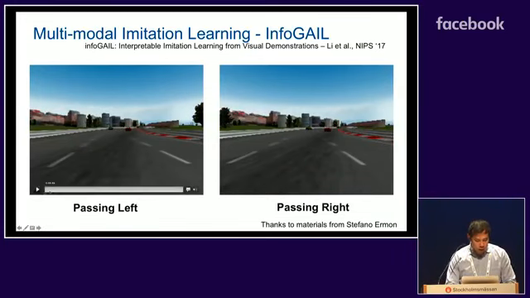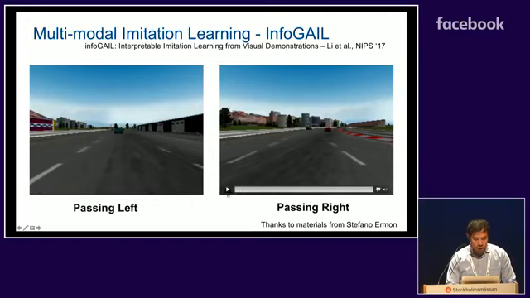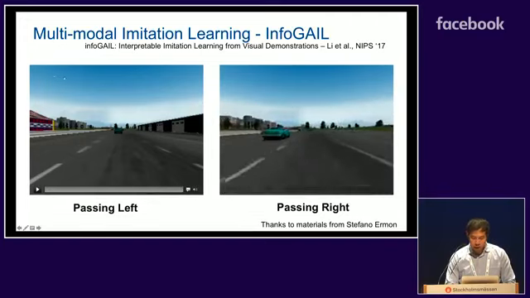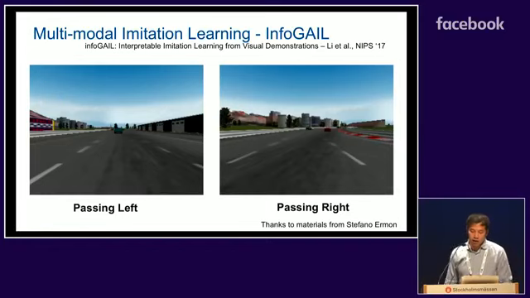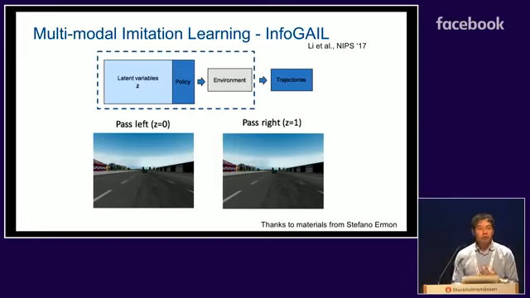I don't know if you could see the video very clearly, but here we have the TORCS driving simulation again, and the driving demonstration in this case consists of two different modes, either passing on the left or passing on the right. We can view this decision of passing on the left versus the right as a latent variable, z, such that once conditioned on this variable being 0 or 1, the resulting behavior of the same policy will branch out differently.